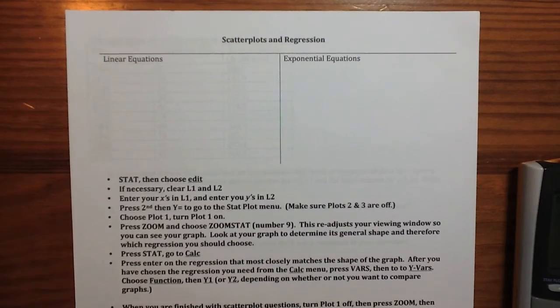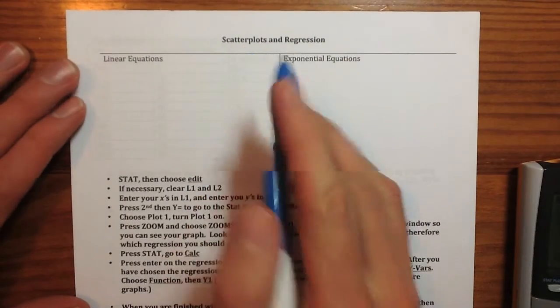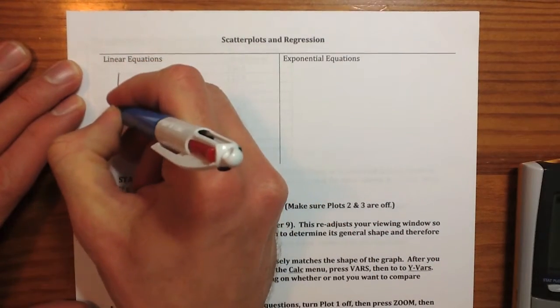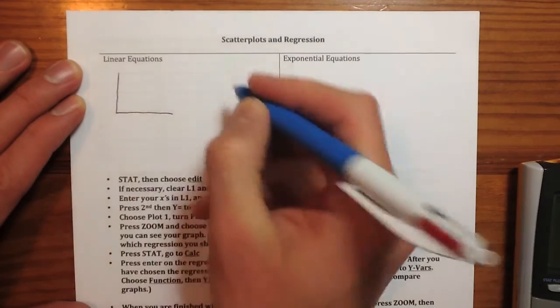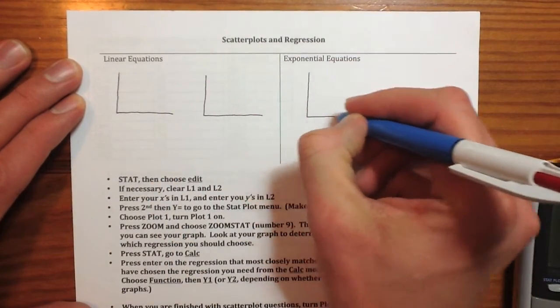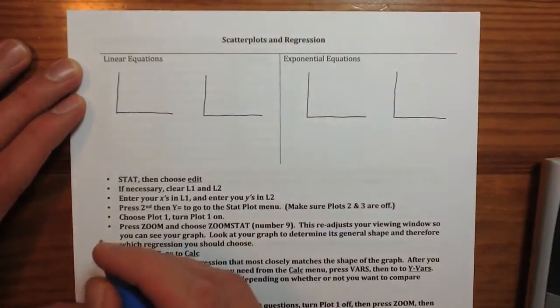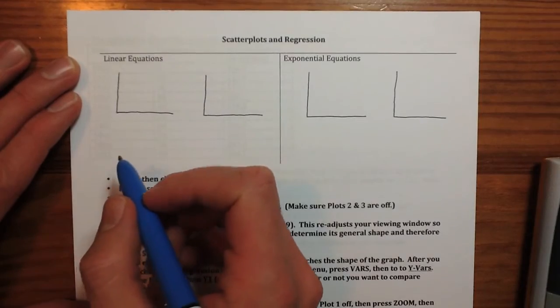Scatterplots and regression. Let me tell you what that means. A scatter plot is something you've probably seen before. It's where you have basically a whole lot of dots and you have to make some sense of it. I'm going to give you two examples for linear and two examples for exponential, and I'm going to give sort of exaggerated examples.